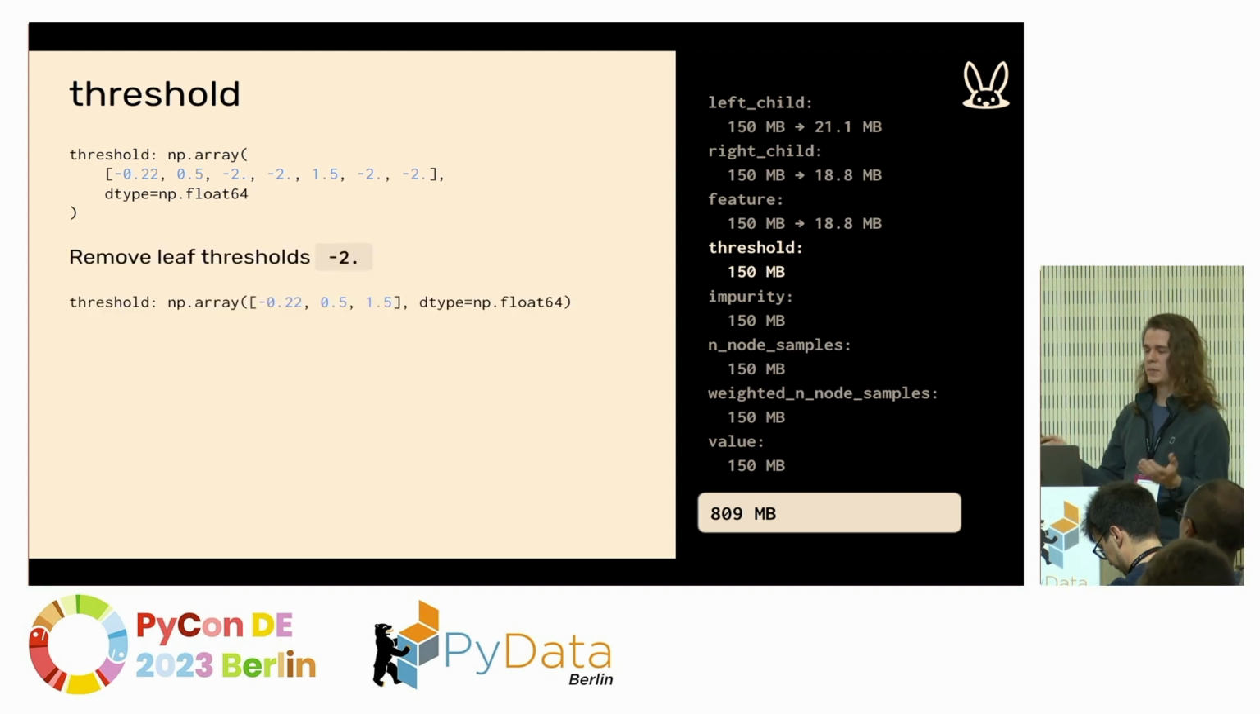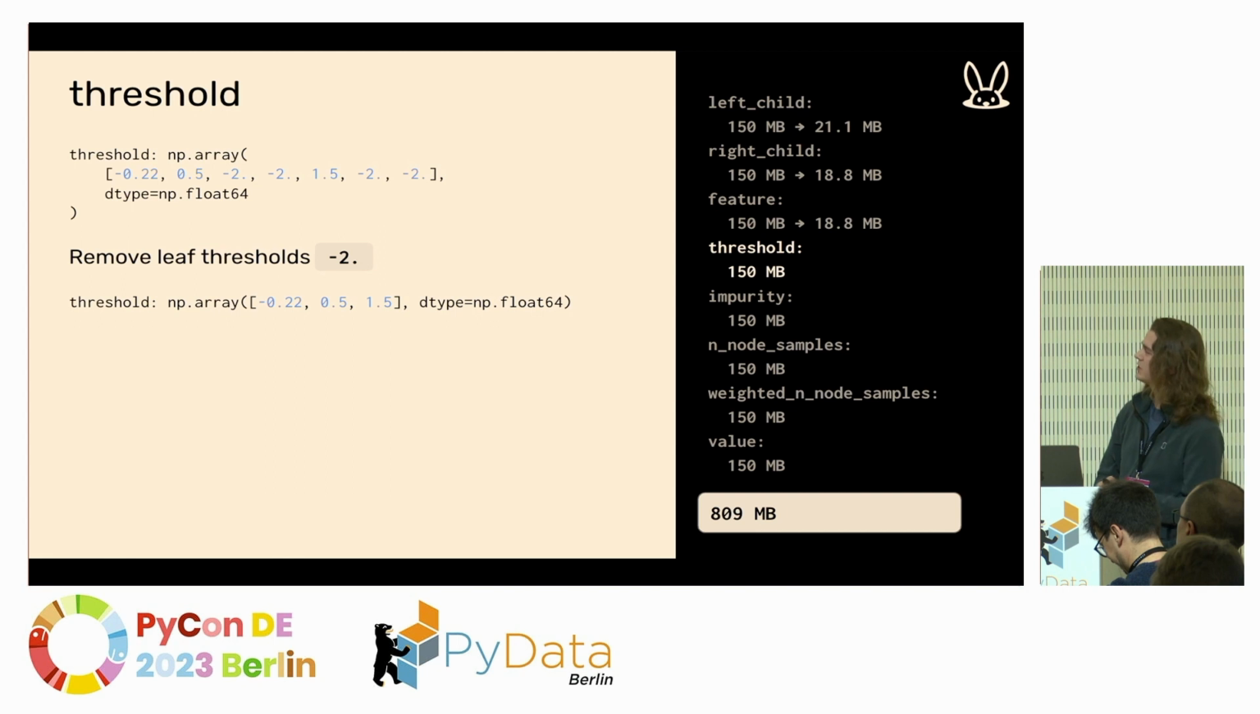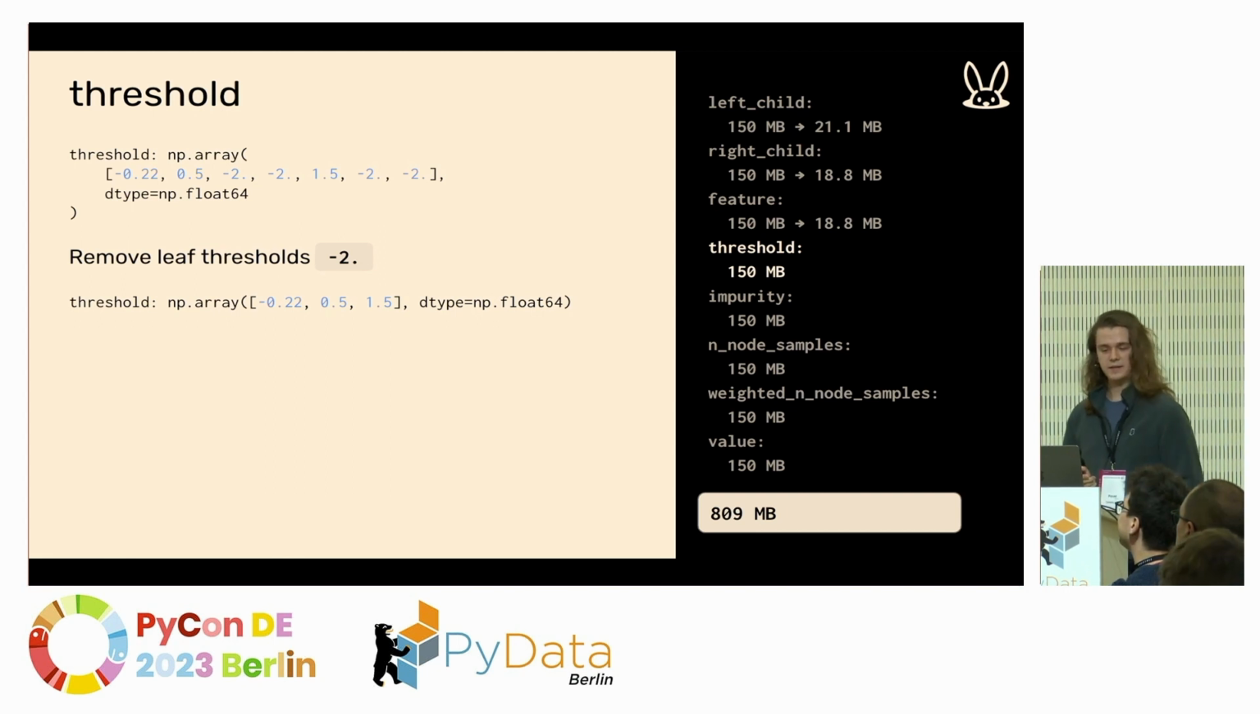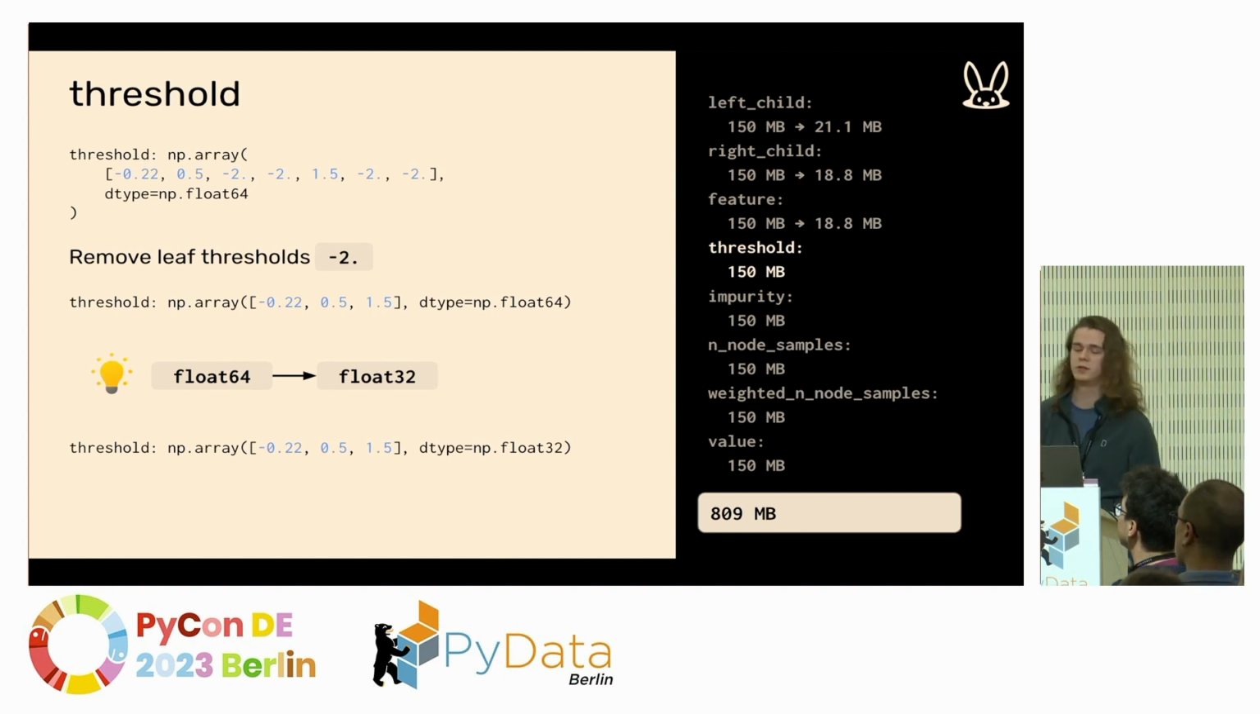Again, as with the feature attribute, we already have a lot of -2 values here for the leaves. We can also just omit them as before, because they are not really necessary. I don't know why scikit-learn used -2 there especially. Another thing that we could maybe do is downcast from float64 to float32. Do we actually need this super precise precision here?